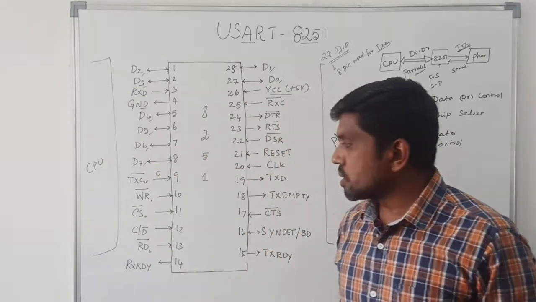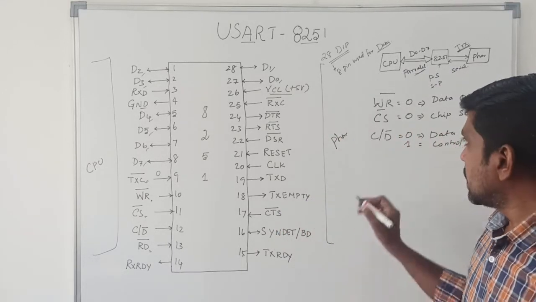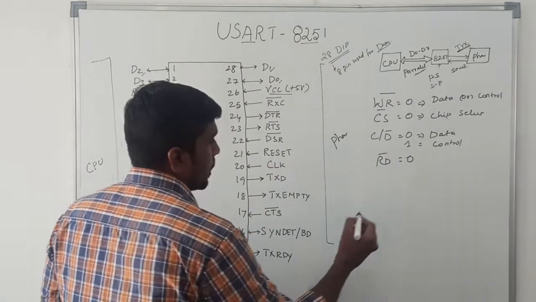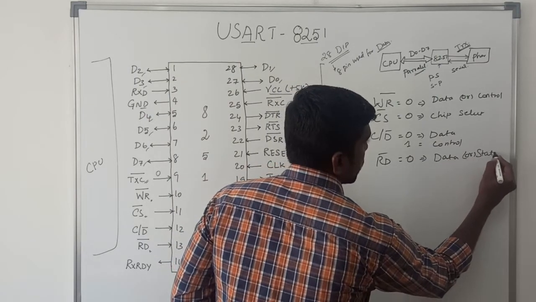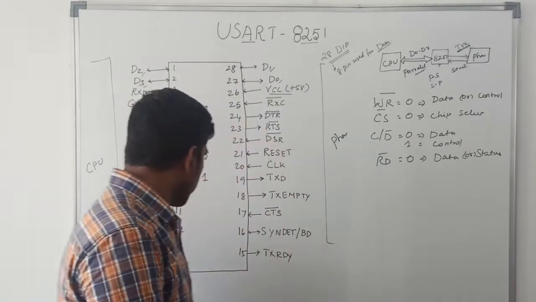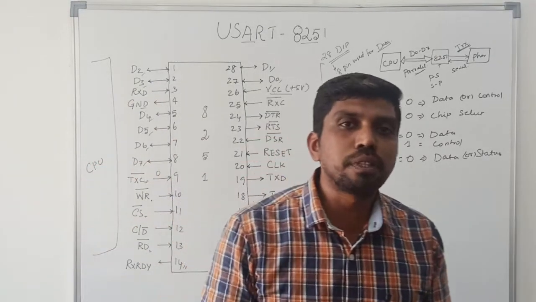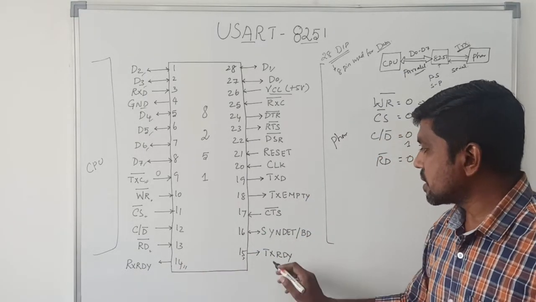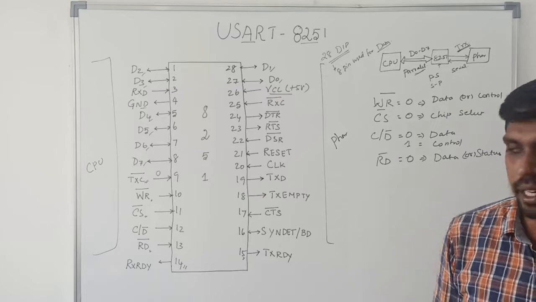Next, pin number 13 is RD bar. RD bar is the read signal, to read data from peripheral devices. It is also active low. It reads the data or the status information of 8251. Then pin number 14 is transmitter ready, which means the transmitter is ready to accept the data. Pin number 15 is RxRDY, which means receiver ready, ready to transmit the data to the CPU.